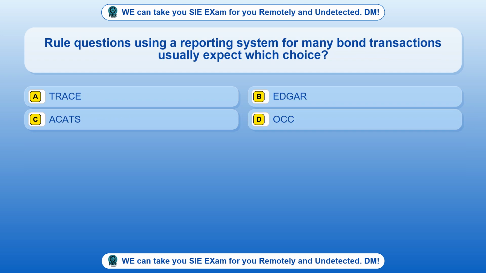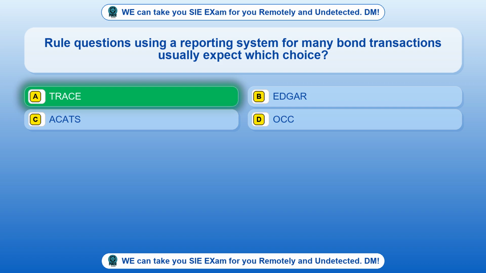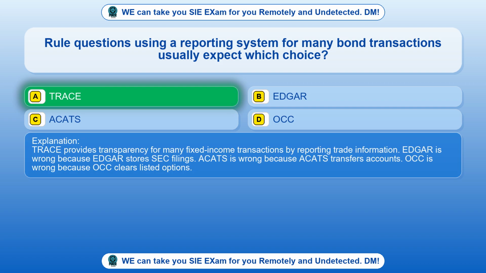Question 89. Rule questions using a reporting system for many bond transactions usually expect which choice? Option A, TRACE. Option B, EDGAR. Option C, Accounts. Option D, OCC. The correct answer is option A, TRACE. TRACE provides transparency for many fixed income transactions by reporting trade information.